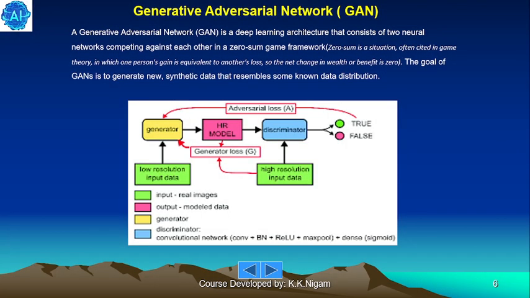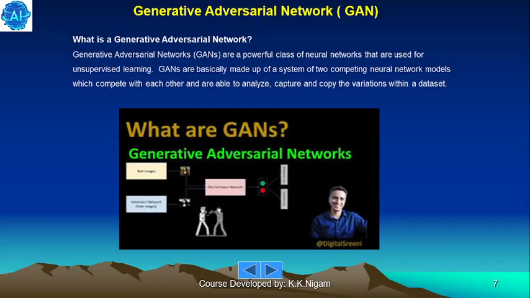A generative adversarial network is a deep learning architecture that consists of two neural networks competing against each other in a zero-sum game framework. Zero-sum is a situation often cited in game theory in which one person's gain is equivalent to another person's loss. So the net change in wealth or benefit is zero. The goal of a GAN is to generate new synthetic data that resembles some known data distribution.